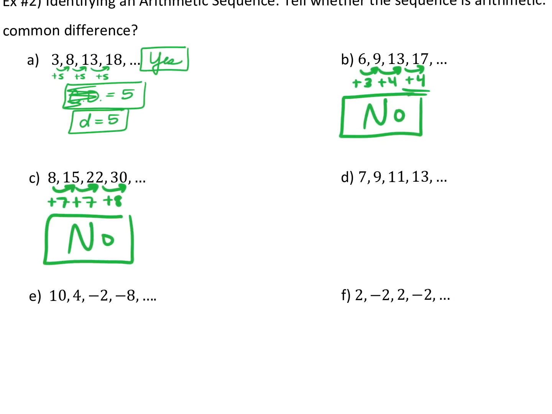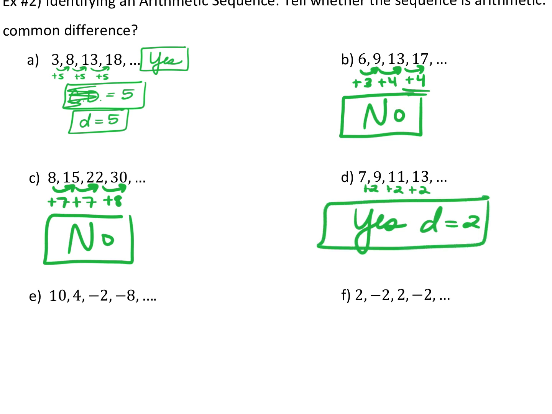Is D an arithmetic sequence? Yes. Why? Plus 2. You're doing plus 2 each time. So we would say D is 2. What if we were subtracting 2 every time? What's D? -2.